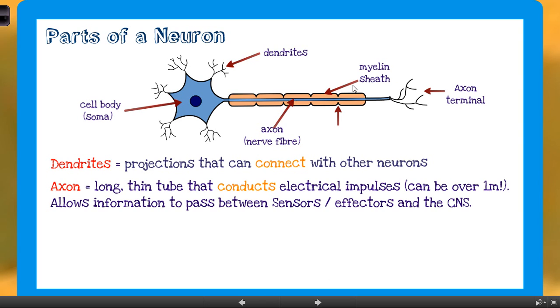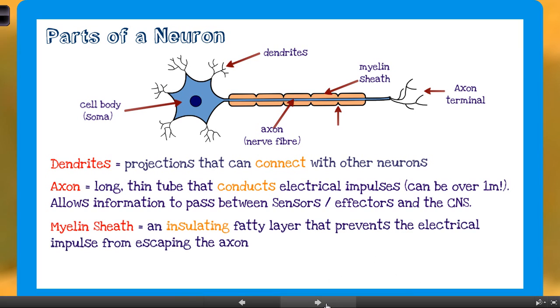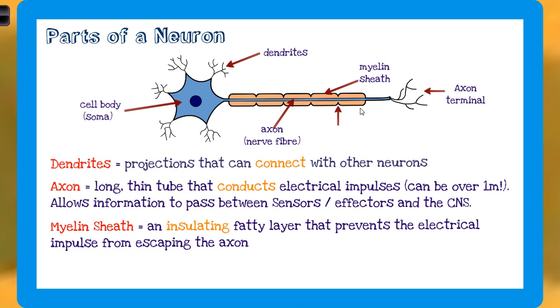All right, myelin sheath. This myelin sheath around the outside is basically an insulating fatty layer that prevents the electrical impulse from escaping the axon. As the electrical impulse comes from the cell body, the soma, the dendrites pick up a signal, the cell then sends an electrical impulse down the axon. To make sure it doesn't just leak out, to make sure it gets all the way to the other end, we insulate, just like you'd insulate a wire by wrapping it in plastic. The myelin is a fatty layer that insulates it.